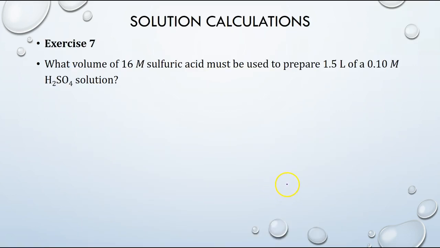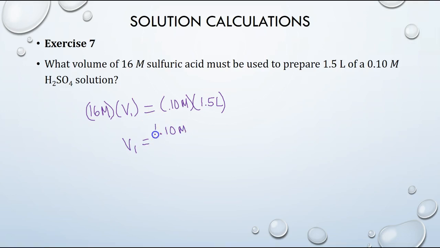So, exercise 7: what volume of 16 molar sulfuric acid must be used to prepare 1.5 liters of a 0.10 molar H2SO4 solution? So basically, I know that my original solution had a molarity of 16 molar. What I don't know is what my initial volume is. But I do know that I am making a 0.1 molar solution, and I'm making 1.5 liters of that solution. So when it comes down to it, volume 1 is going to be 0.10 molar times 1.5 liters over 16 molar. Notice the molarity cancels out, leaving behind liters. I'm looking for the calculator that I can't find on my desk. All right, I'll let you solve that one.